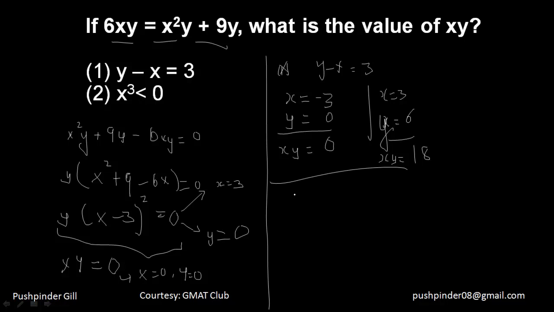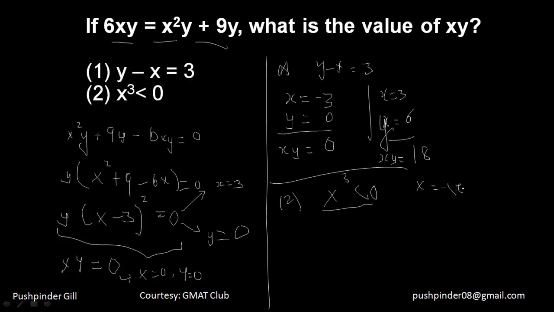Let's try statement number 2. Statement number 2 says that x cube is less than 0. Now you tell me, what quality information can you take out of x cube being less than 0? You are sure that x is negative, isn't it?